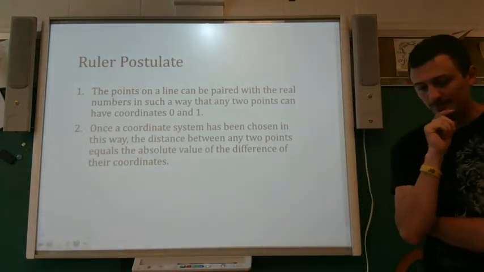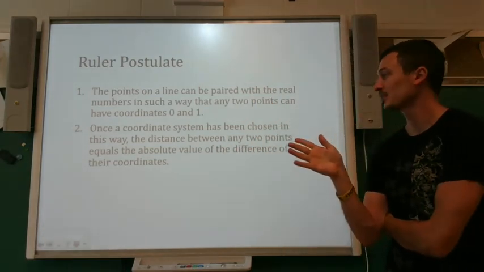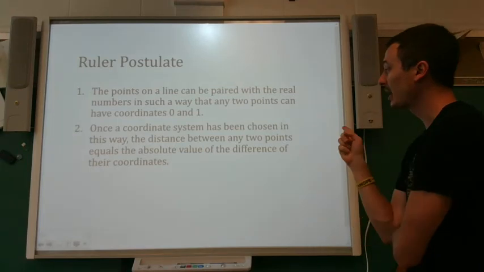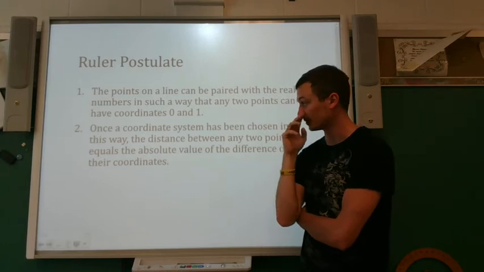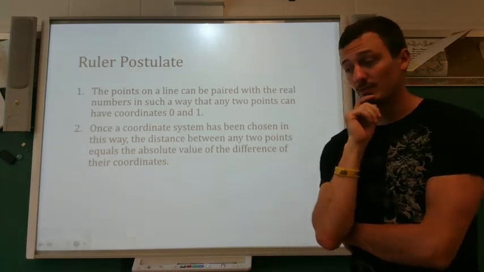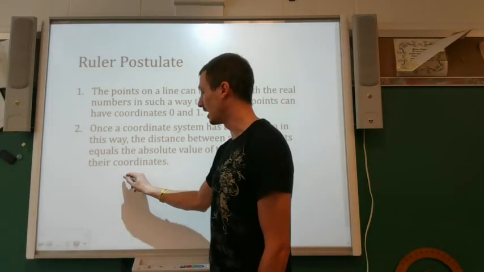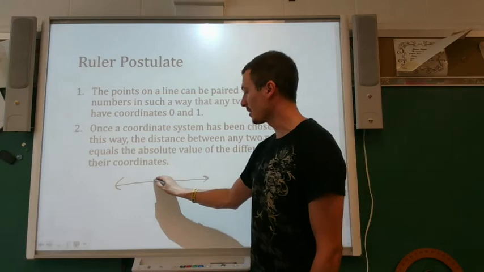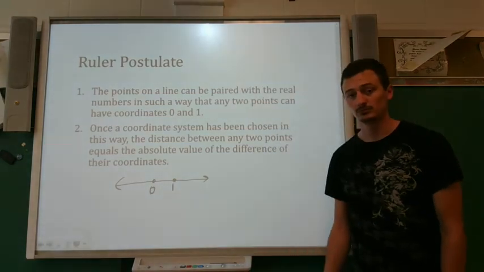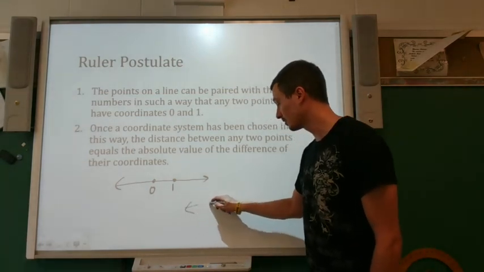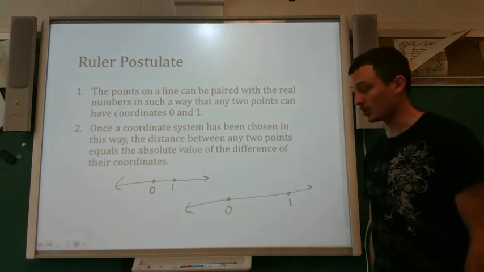Now the ruler postulate is a whole lot of words that says something very simple. The points on a line can be paired with the real numbers in such a way that any 2 points can have coordinates 1 and 0. Wow, that's a whole lot of words. All that's saying is that if I have some line and I pick 2 points on it, I can say that's 0 and that's 1. It also says if I draw another line and I pick 2 points on it, that can be 0 and that can be 1.